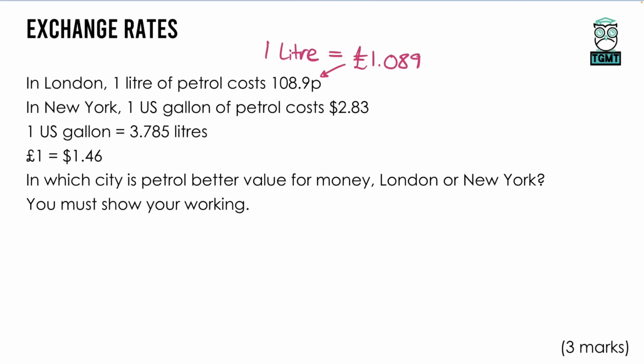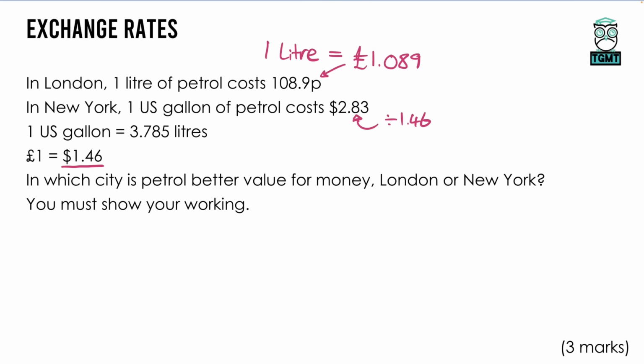If it was higher than that, if it told us something like 5 litres, then of course we could divide that by 5 or whatever it was to get down to 1 litre. But this has already given us 1 litre, which is ideal. So the second one has given it to us in dollars, so we want to convert this into pounds. Now you can see in our exchange rate here, the dollar number is bigger than the pound number. So we need to divide by 1.46 to turn this into pounds. We're just going to do that on the calculator. So 2.83 divided by 1.46.